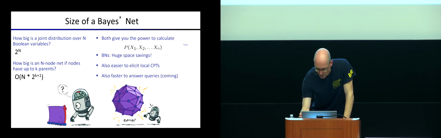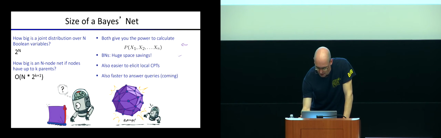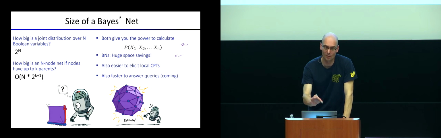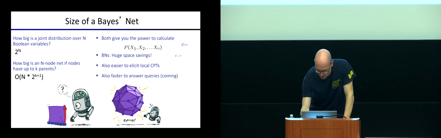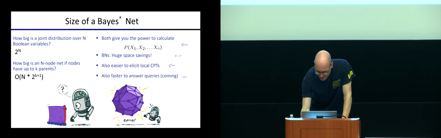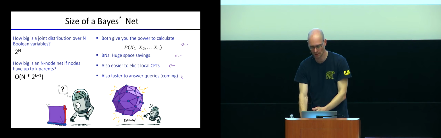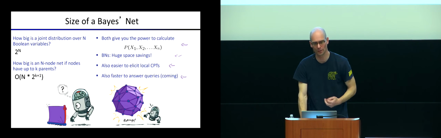Both, by the way, whether you have a full table or a Bayes net, allow you to calculate the full joint distribution, but then the Bayes net has lots of space savings as long as you don't give any node too many parents. It's much easier to put the numbers in these smaller conditional probability tables than in the full joint tables. And next lecture, we'll see it's also quicker to answer questions of the form, what's the conditional distribution of X given some evidence, when you have a Bayes net than when we have a full joint table.